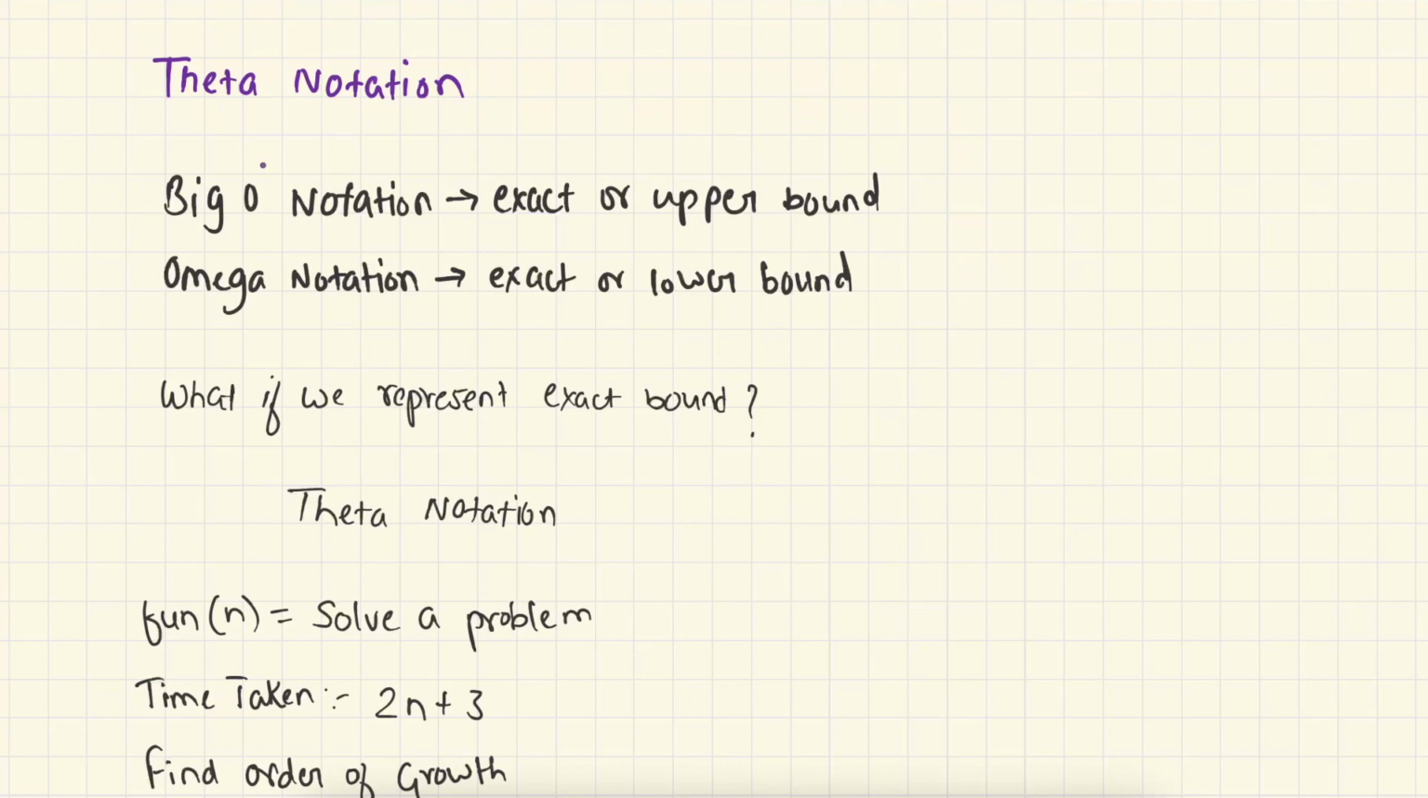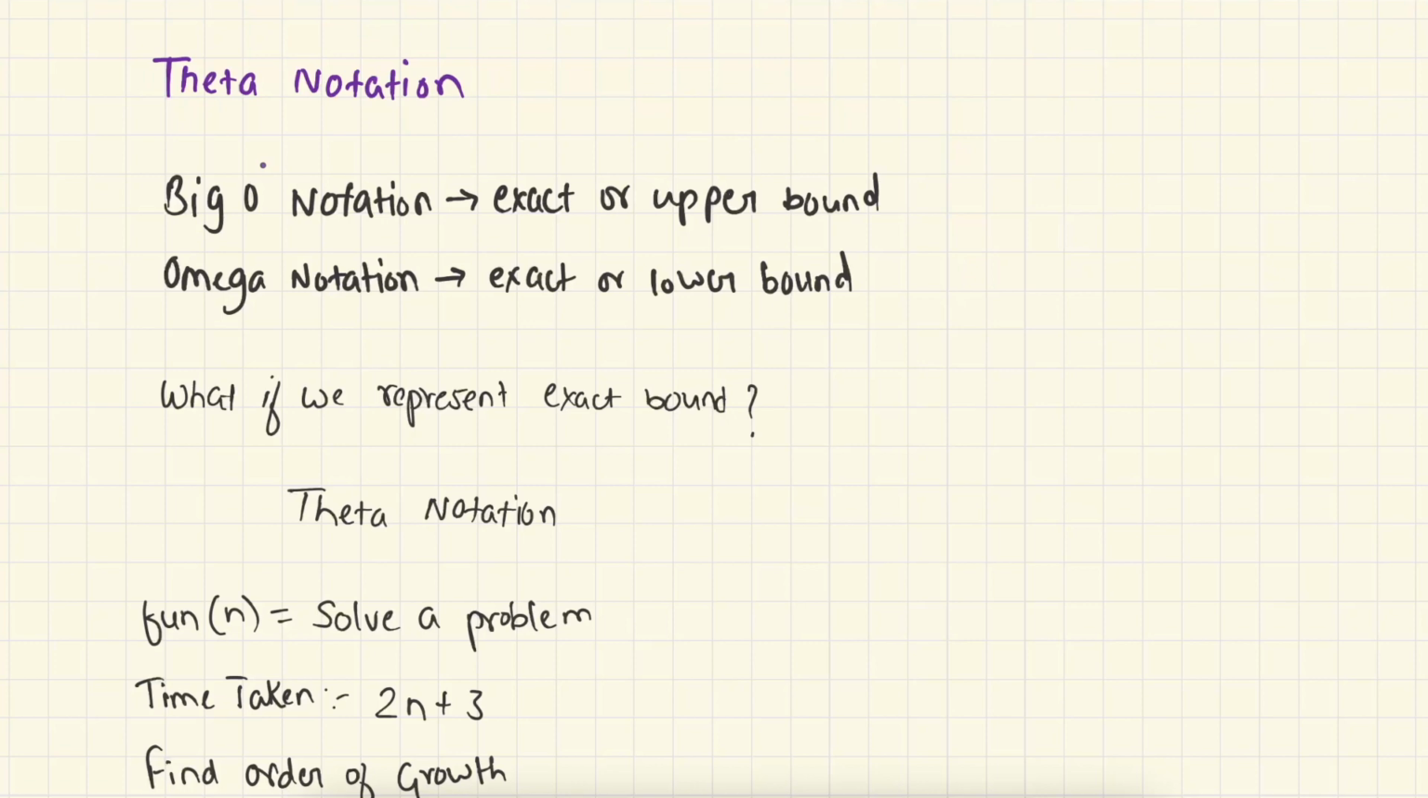If you have written an algorithm and you have to tell what is the order of growth of this function, then you can tell in terms of big O notation that exactly my function is going to take this much amount of time, or at max my function is going to take this much amount of time. When we have this type of scenario, we can use big O notation.